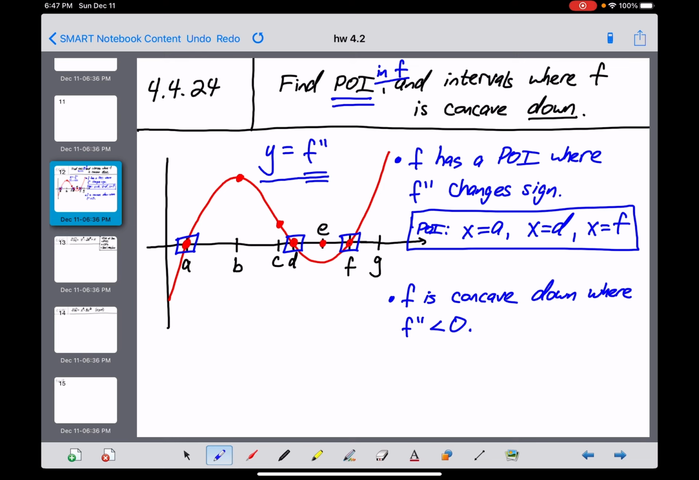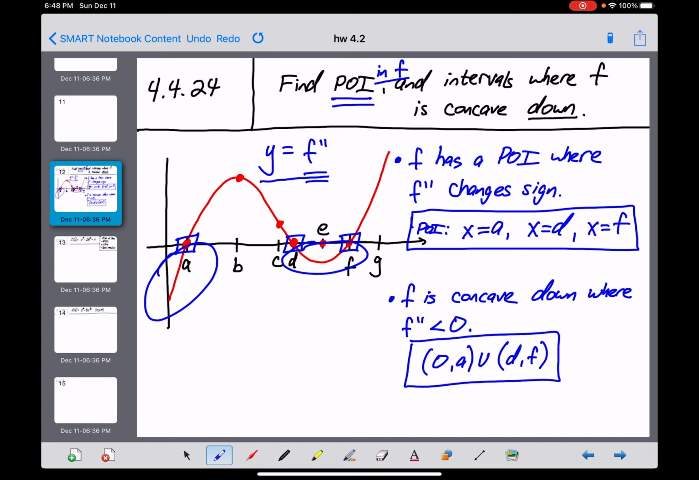And where does that happen here? It looks like it happens once on this interval right over here. This second derivative graph is below the x-axis, so it's negative. So it looks like that happens on the interval from 0 to A, and then we've got another interval of negativity for this graph on the interval from D to F. Technically there'd be a U right there for union, but I don't think anybody's too worried about that, but that's where we would be concave down.